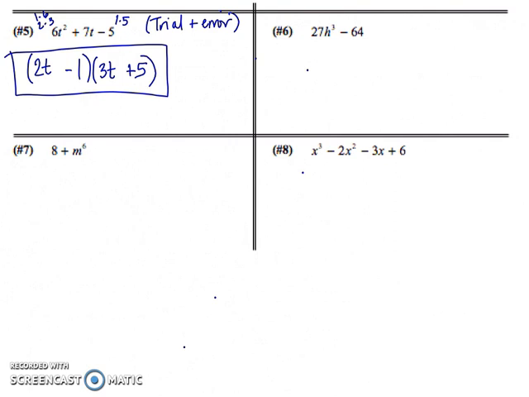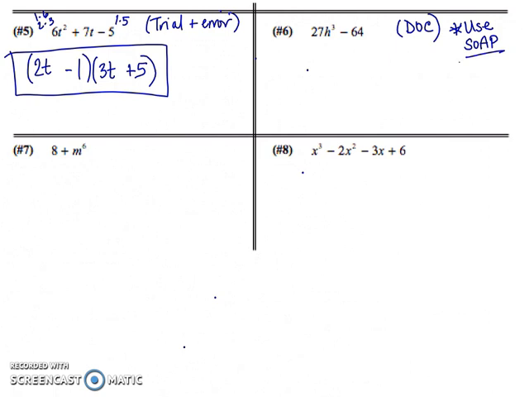Problem number 6, we've got two terms and we've got a minus sign, but this is not a DOS because 27h cubed is not a perfect square. However, it is a perfect cube, and so is 64. So this is a difference of cubes, okay? Now remember, whenever we are factoring differences of squares or differences of cubes, we are going to use SOAP. And that is going to give us our sign pattern.